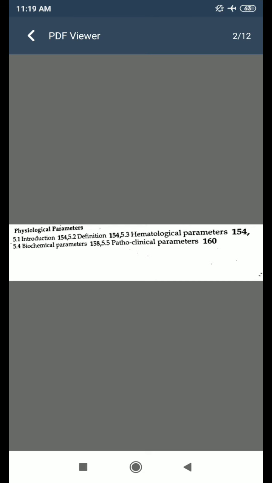The next point is WBC. In WBC, normal value, significance, then DLC count, significance. Lastly, thrombocytes significance, then clotting time significance. Then the next point is biochemical parameters. There are four biochemical parameters: blood sugar, blood cholesterol, lipid profile and serum enzyme.